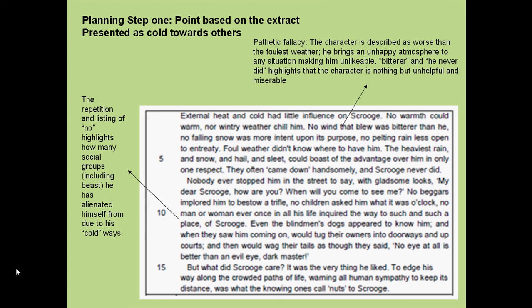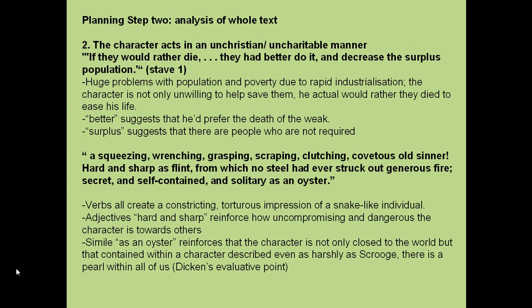The second point I've looked at there is the listing of no animal, no this, no that. And that highlights how many social groups, including animals, he's alienating himself from. And obviously we've also referred back to his cold ways. I then repeat that similar task for points 2 and 3. There's point number 2, the character acts in an unchristian or uncharitable way. Notice I've got 2 quotations which are fully analysed there as well.